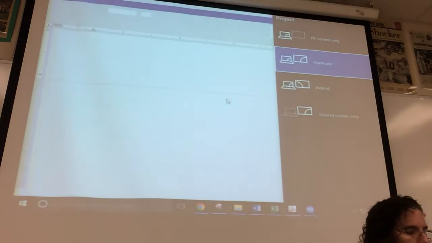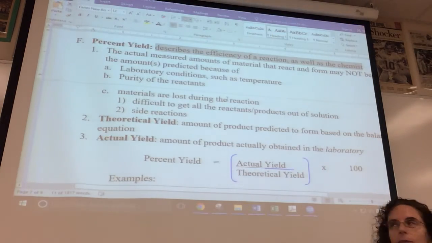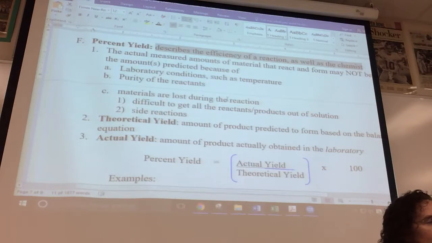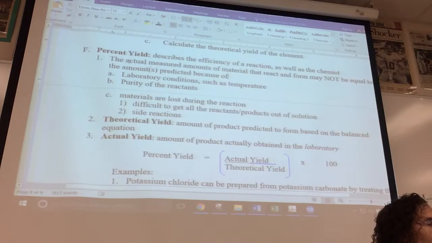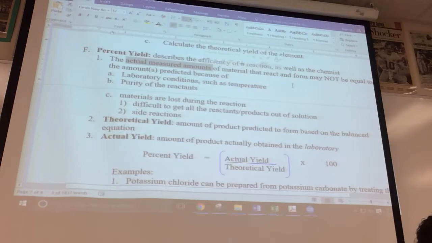The percent yield describes the efficiency of the reaction and really your efficiency. How good of a job did you do in the lab? So the percent yield describes the efficiency of the reaction, especially your efficiency. How good of a job did you do? The actual measured amounts that react may not form what you predict for a number of reasons.